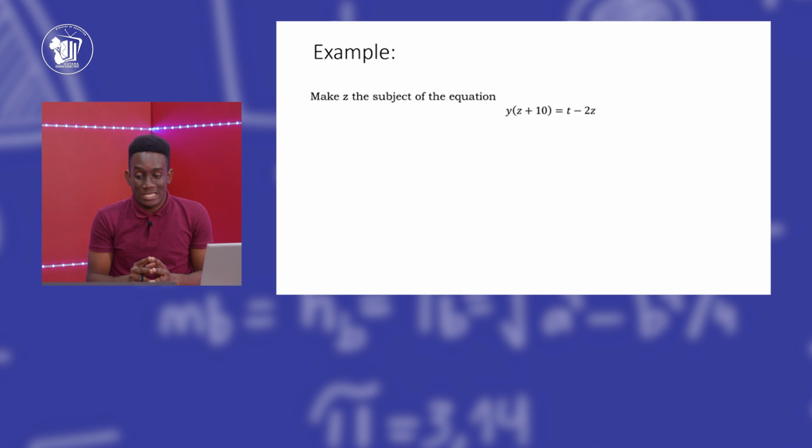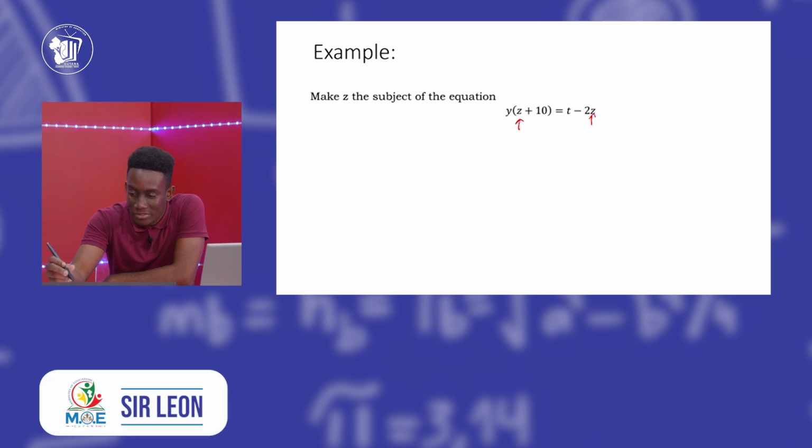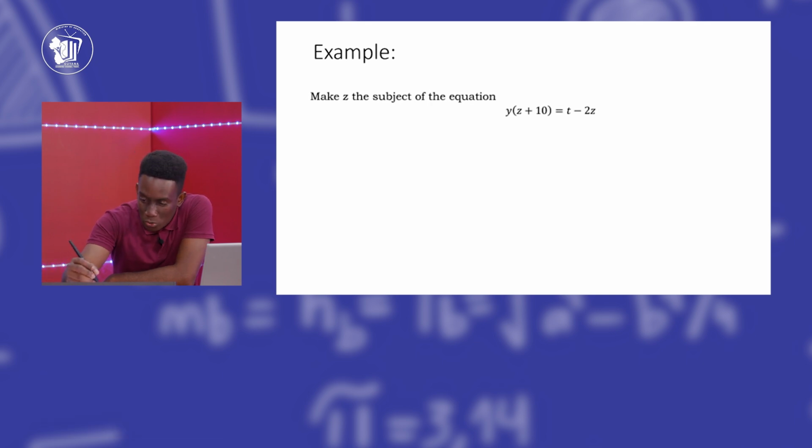So this one says make z the subject of the formula. So the difference in this question, we see we have a z here and we have another z here. So what we need to do, we need to simplify this for us and then bring all the z on one side of the equation. So what we can do, we have this y outside here, so we can distribute this y throughout this equation to make this a bit simpler. So y times z would be yz plus y times 10 would be 10y, and that is equal to t minus 2z.